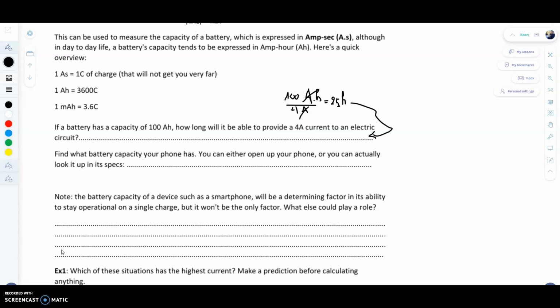Other things like your screen resolution. How many pixels are there on your screen? Very high-resolution screens and screens with very high refresh rates will require a bit more power. How bright is your screen? Screen brightness will have a big role to play.